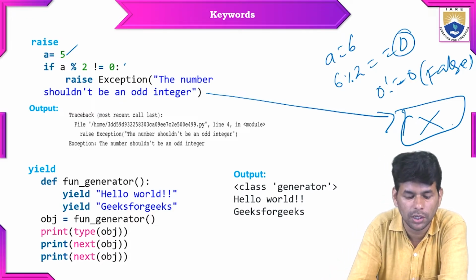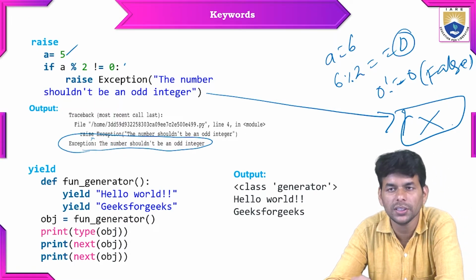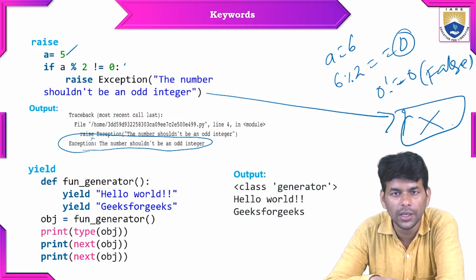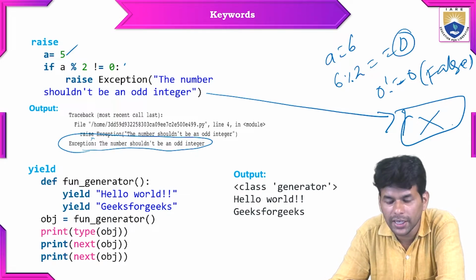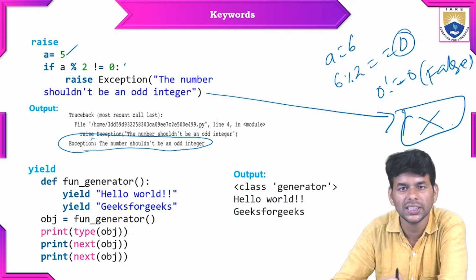So this is the exception: raise exception, the number should not be an odd integer. If I use 6, it is an even integer, which is acceptable, so the exception does not occur. When the exception does not occur, we don't get any output on the screen. Is that clear? So this is about the raise keyword.